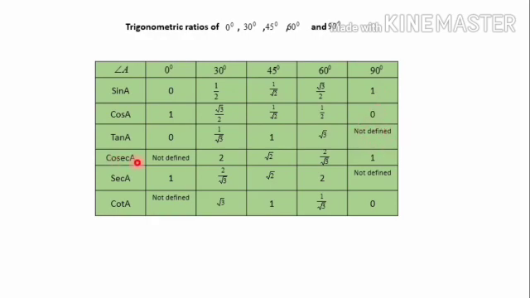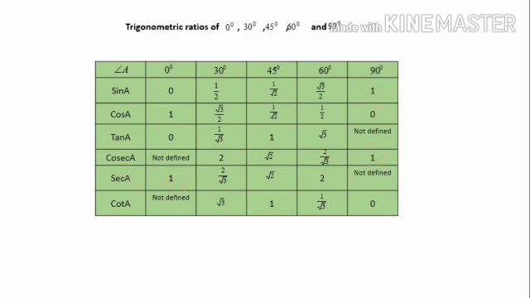Again, for getting cosec values, just take the reciprocal of sine. The sine value is 0, so 1 by 0 is cosec 0, that is not defined. Then 1 divided by 1 by 2 is 2. 1 divided by 1 by root 2 is root 2. 1 divided by root 3 by 2 is 2 by root 3. Then 1 divided by 1 is 1.